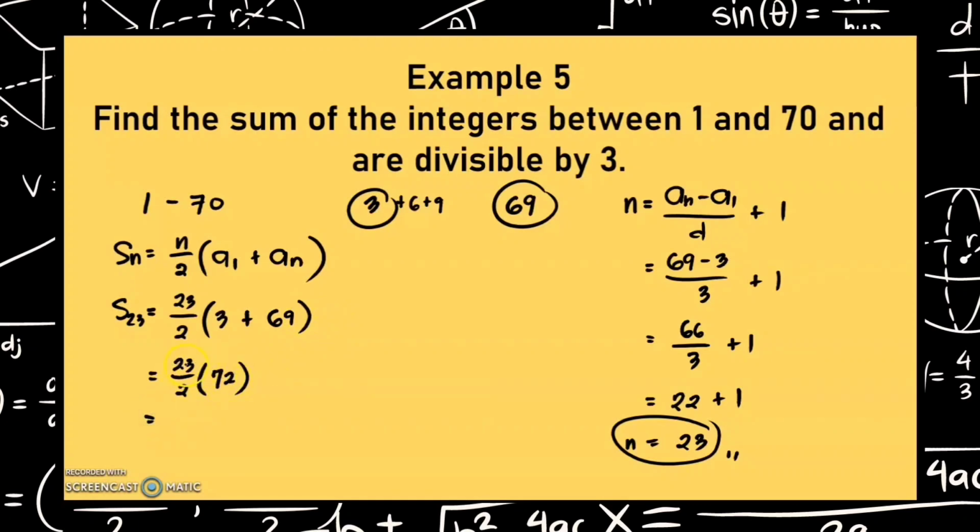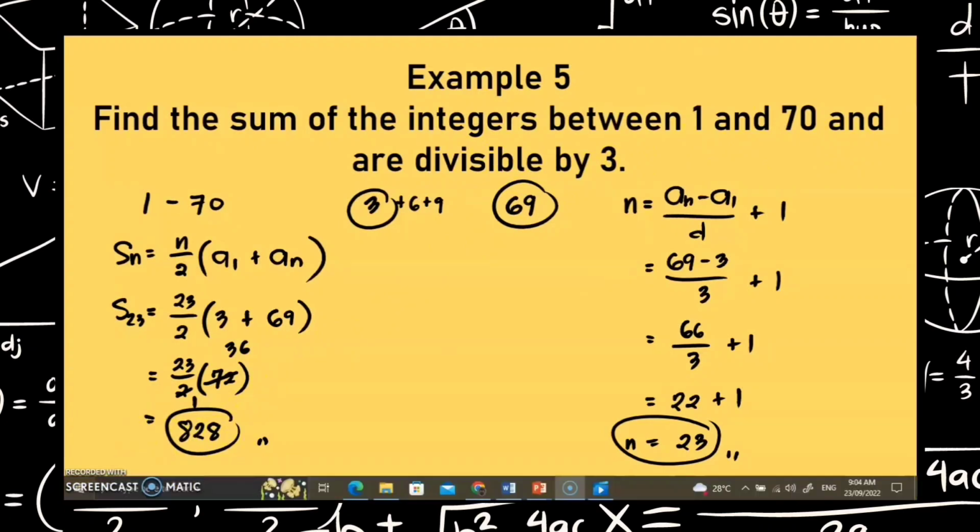So instead of dividing 23 by 2, we can divide 72 by 2. So 72 divided by 2, so 72 becomes 36, 2 becomes 1. So now we can multiply 23 by 36. So 23 times 36, so the answer is 828. So it means that the sum of the integers between 1 to 70 and are divisible by 3 is 828.